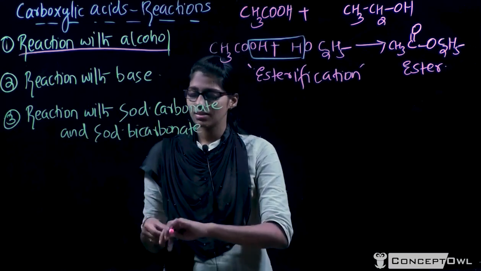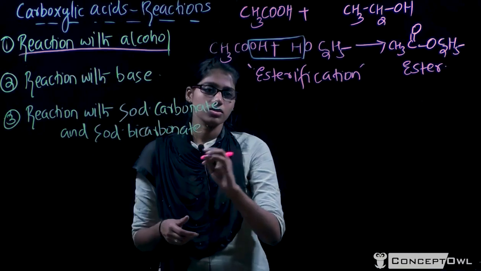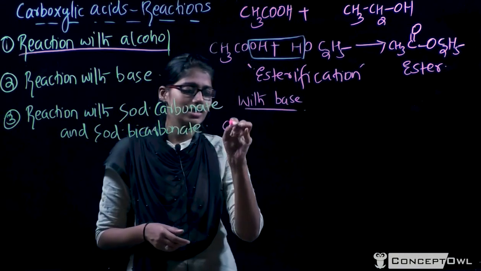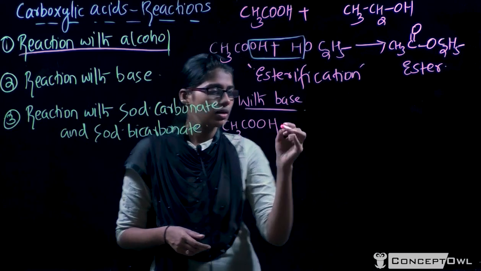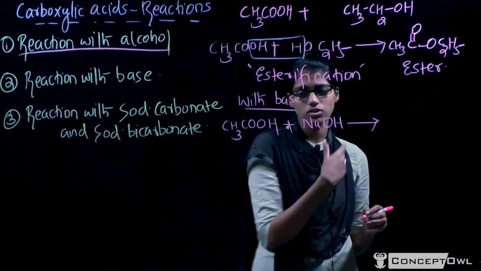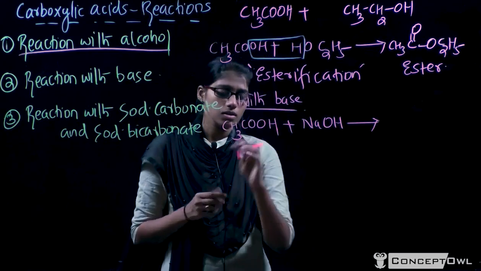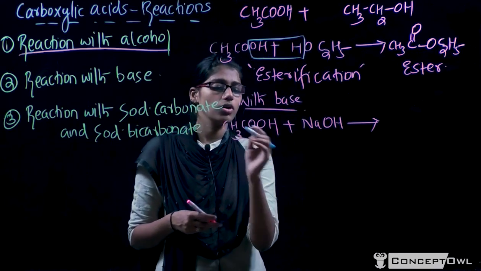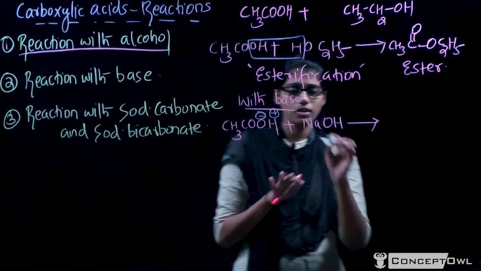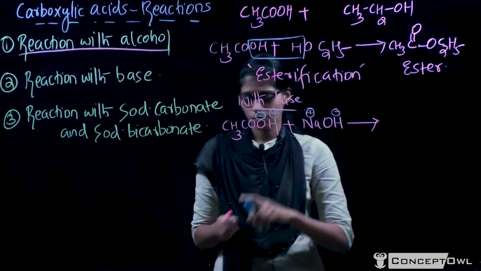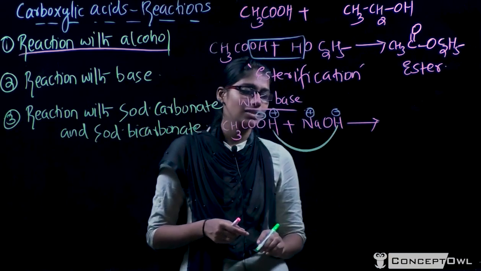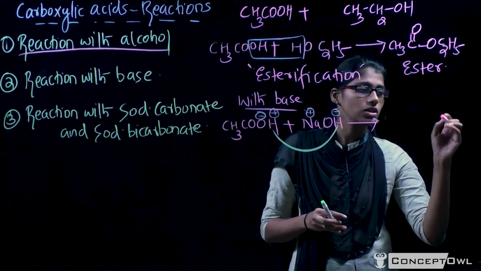Now how will you write the reaction of carboxylic acid with a base? Let's take the carboxylic acid CH3COOH and a base NaOH. Any acid can react with a base to give the salt and water. CH3COOH can exist as CH3COO minus and H plus. Similarly, NaOH, being a strong base, exists as Na plus and OH minus. Now there should be positive negative interaction, and H plus and OH minus give you H2O.